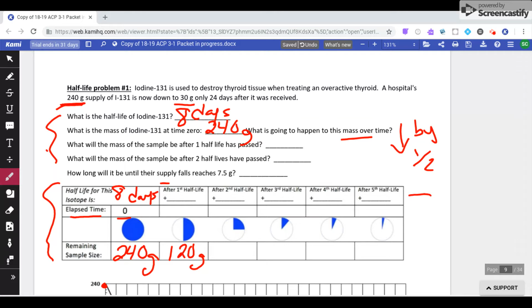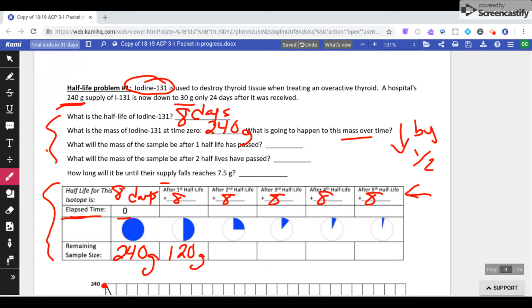But this top row is always going to be the same. You should be thinking, for this particular isotope, it's always 8-day segments or 8-day periods. The first half-life means 8 days have to pass. Then another 8-day period for the second half-life. And then another 8-day period. And another 8 days and another 8 days. So we're thinking in groups of 8 days. But that's not really practical.